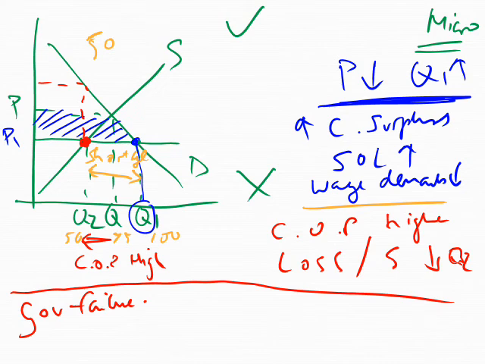Okay, the consumer surplus would be that part there. So the current consumers benefit more greatly. So there's 50 people that benefit more, but there's 25 people that have lost out. So there is a loss in consumer surplus in that little triangle there.